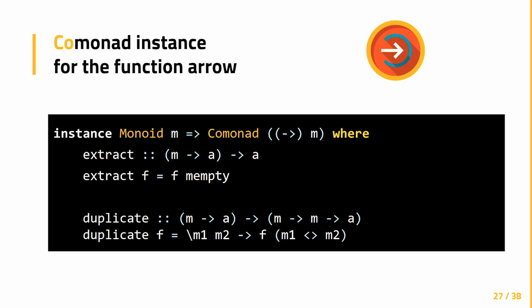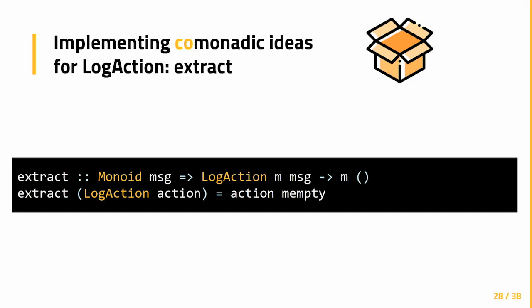Well, because of the log action data type structure, we can't implement a Comonad instance. It just doesn't have the proper kind and proper structure, but it doesn't mean that we cannot enjoy Comonads. We can implement the same interface in the same spirit. So the extract has the same implementation. We have a log action, and if we know that our messages have a monoid instance, we just pass empty to our action, and that's all.